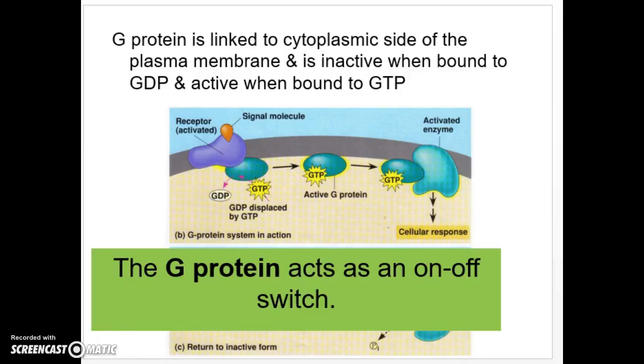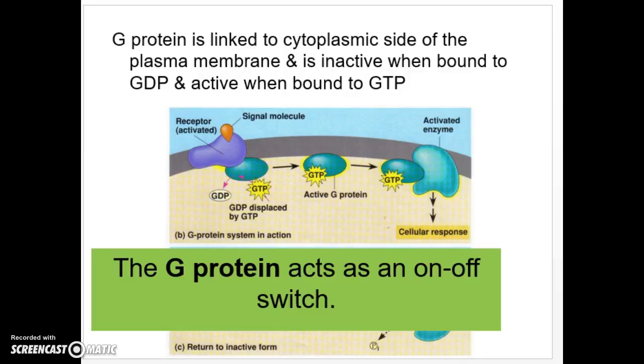The target of the dissociated component of that G protein is again going to either be an enzyme or an ion channel in the plasma membrane that's going to relay the signal onward to its final result.